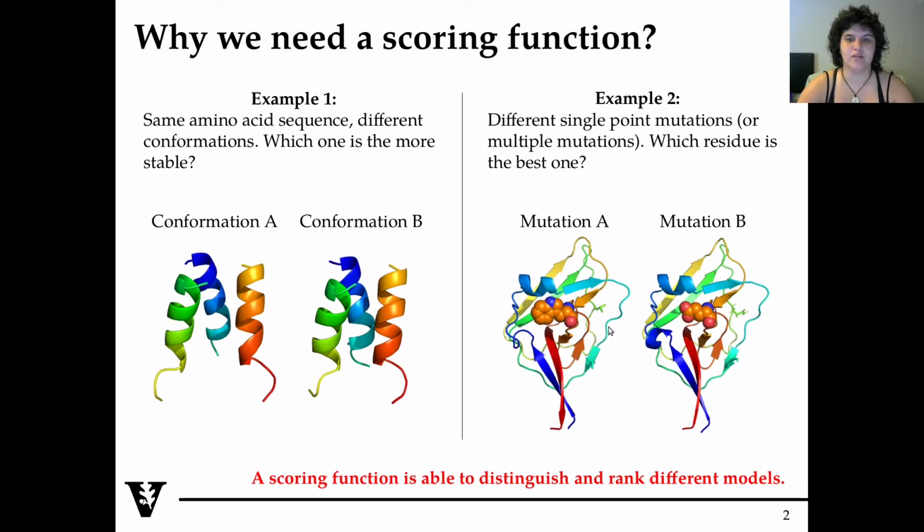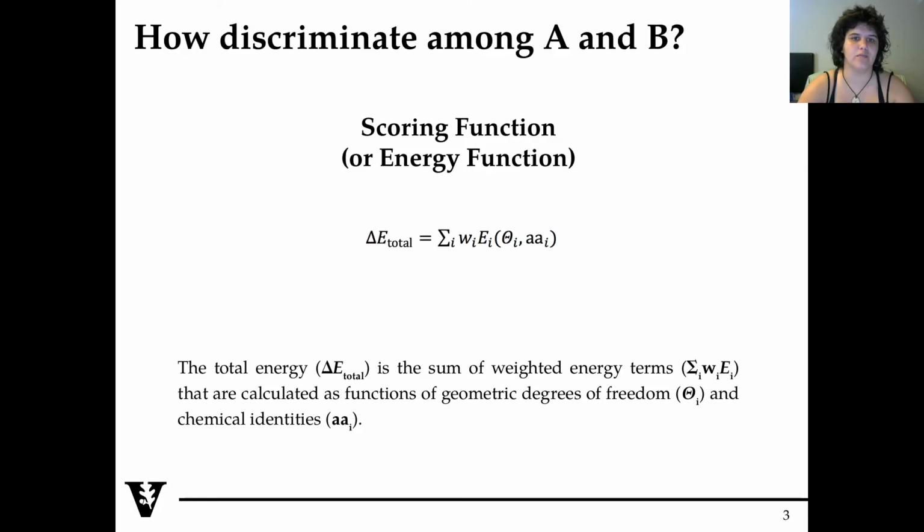Another example is if we insert a mutation, which can be a single one or multiple, in the same fold, which one will fit best for that particular fold? So we need a scoring function in order to give a value to each protein and also rank the different structures.